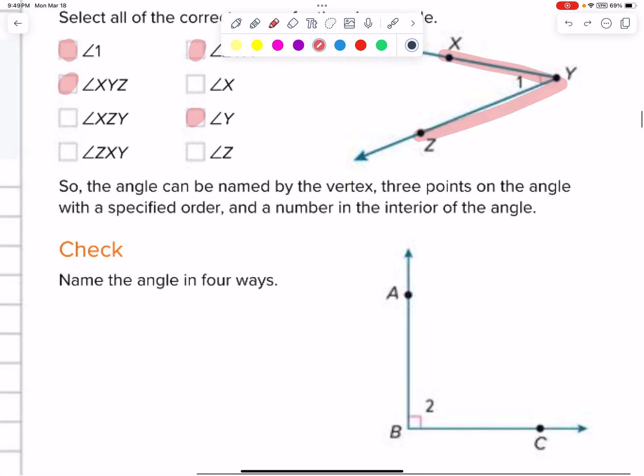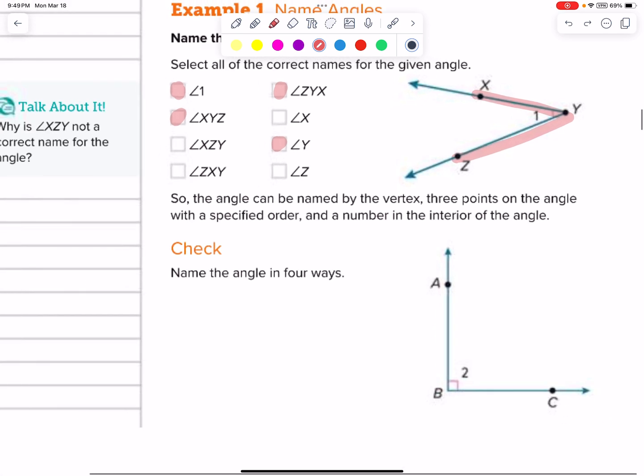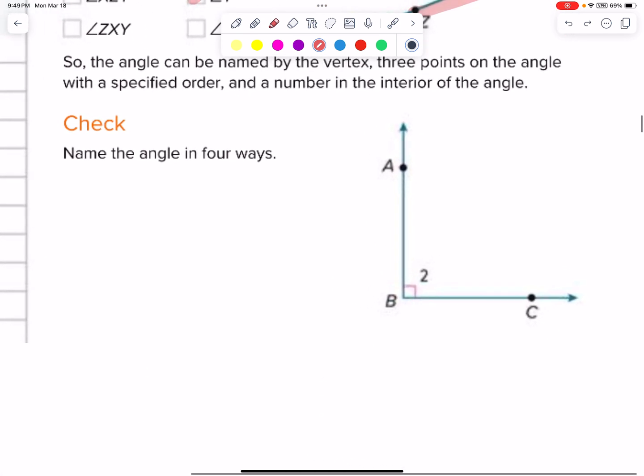All right. So we can name it by the vertex, the 3 points on the angle, or if they give a number on the interior of the angle. If you haven't heard the word interior, in means in, and ex means out, like exhaling. So we have interior and exterior. So let's go ahead and try it out. Pause and see if you can name the angle in 4 ways.